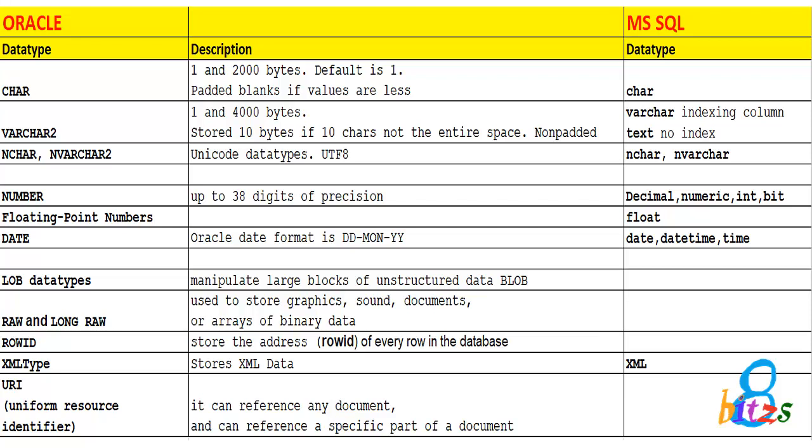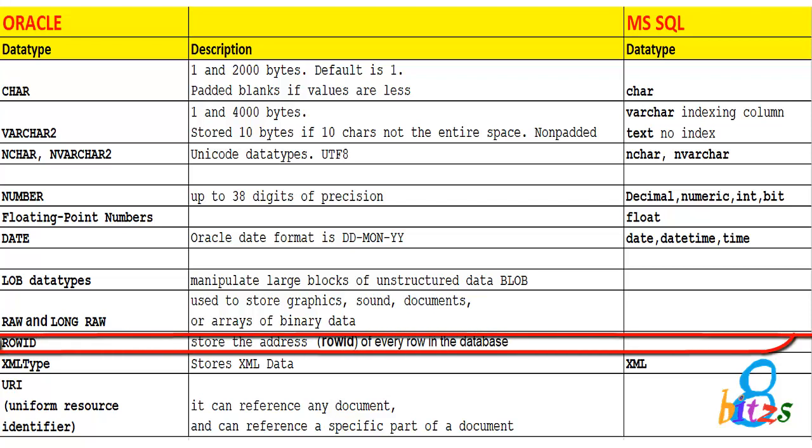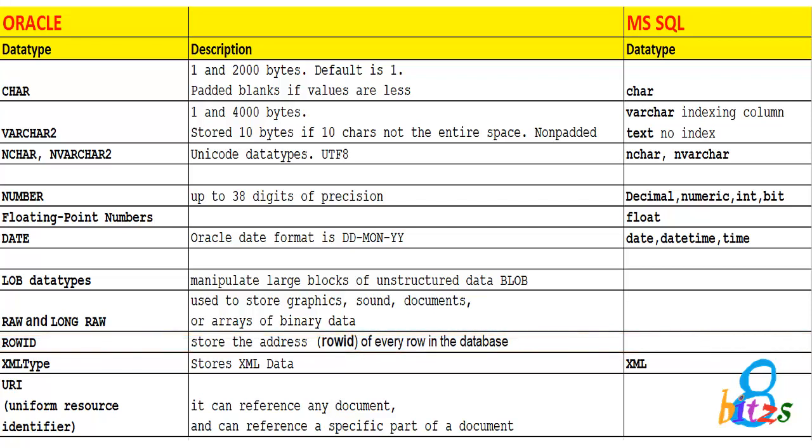After that, in Oracle there is another data type called ROWID. That means when you insert any row into a table, by default a ROWID is assigned and stores the physical address of that particular entry, so that you can identify it immediately with this ROWID data type. This is not available in MS SQL Server.